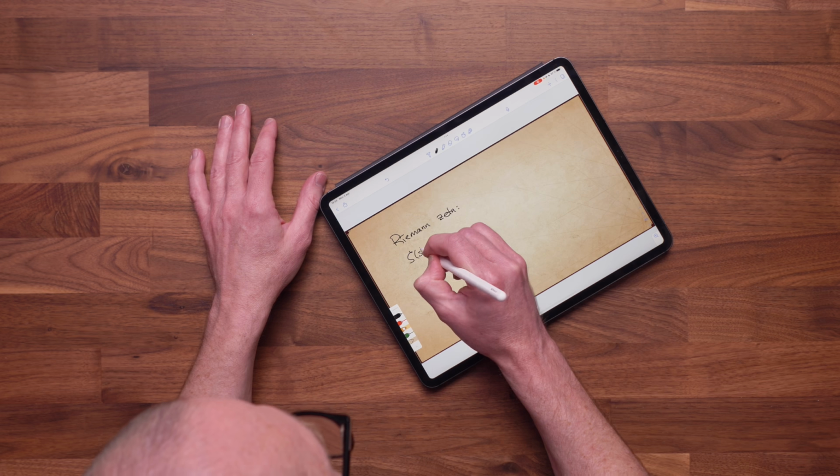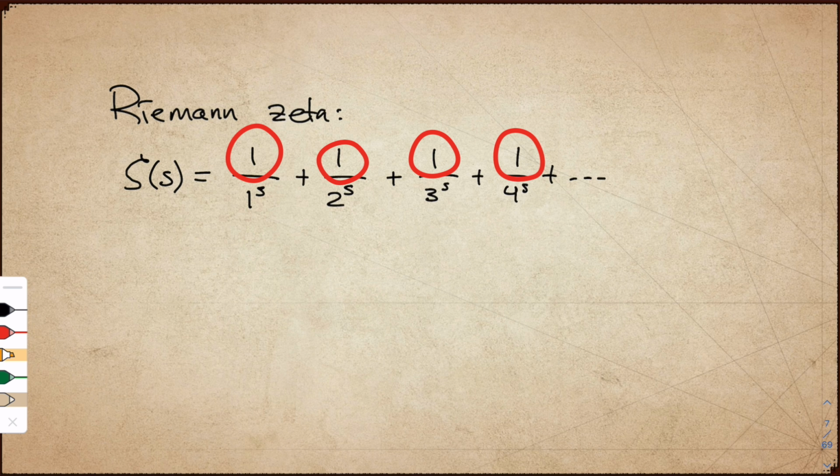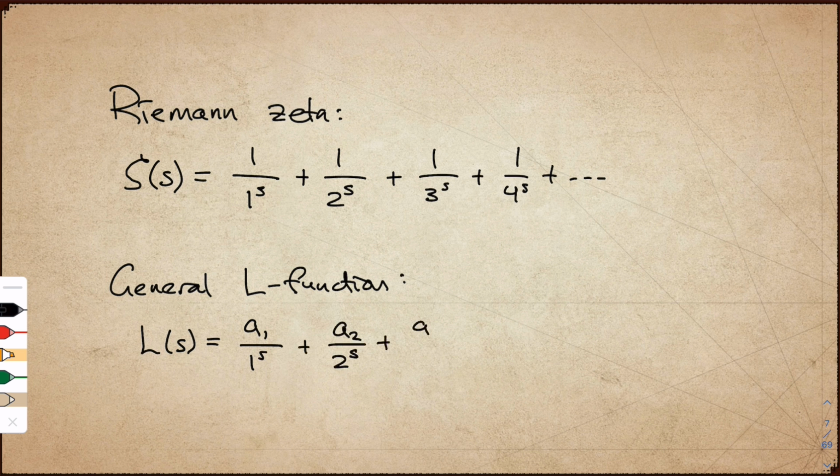The Riemann zeta function can be written as 1 over 1 to the s plus 1 over 2 to the s plus 1 over 3 to the s and so on. Here, the sequence of numerators is just 1, 1, 1, 1 and so on. A general L function can be written as a1 over 1 to the s plus a2 over 2 to the s plus a3 over 3 to the s and so on, where the numerators are some sequence of numbers.